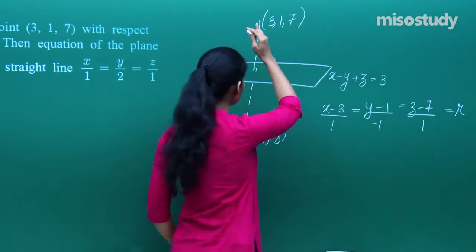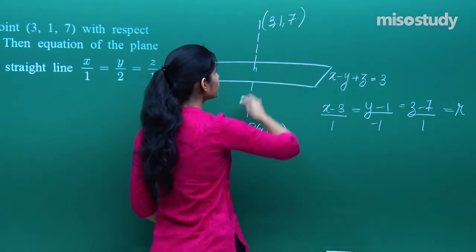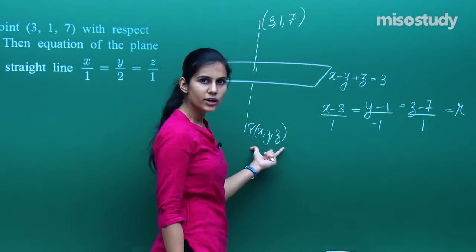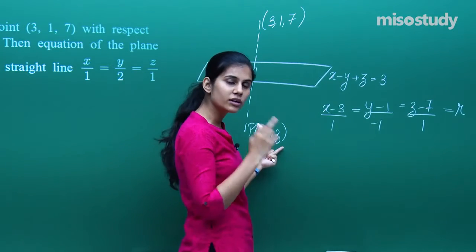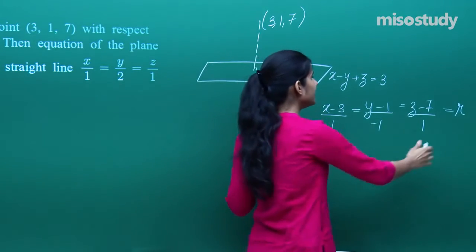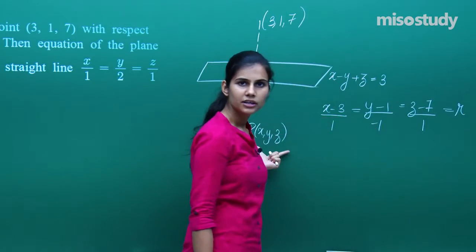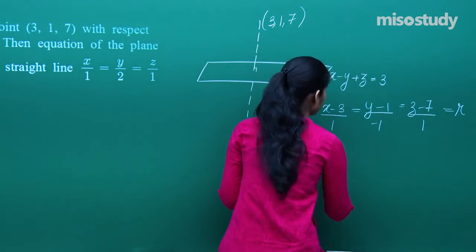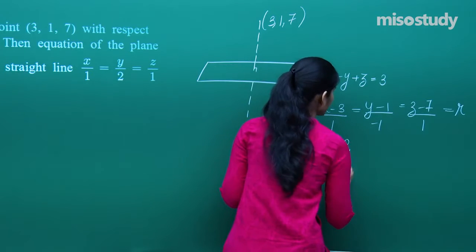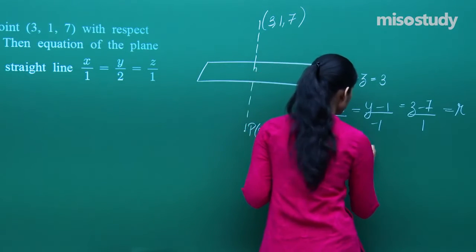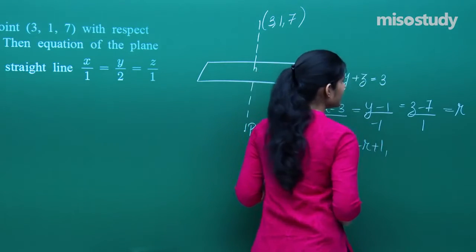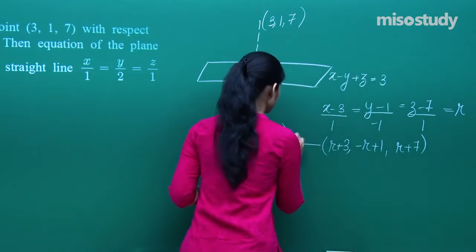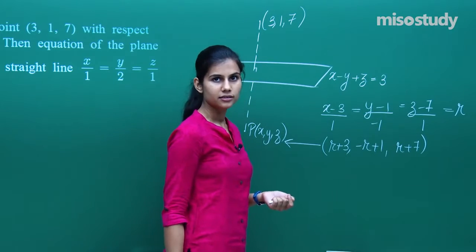Now I am saying that if it is a straight line which is normal to this plane passing through this point, it is actually this straight line only, and this straight line is containing this point. So this point is lying on this straight line. So the coordinates of this point can be obtained with respect to some particular variable r. What will be the coordinates? X will be r plus 3, y will be minus r plus 1, and z will be r plus 7. This is my point P.